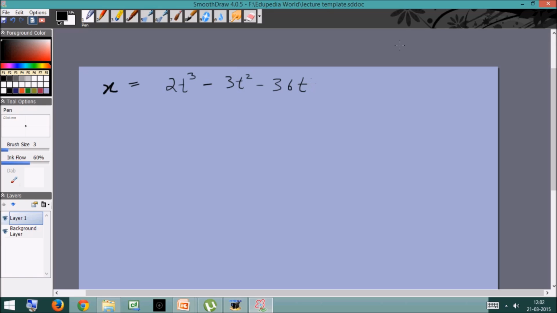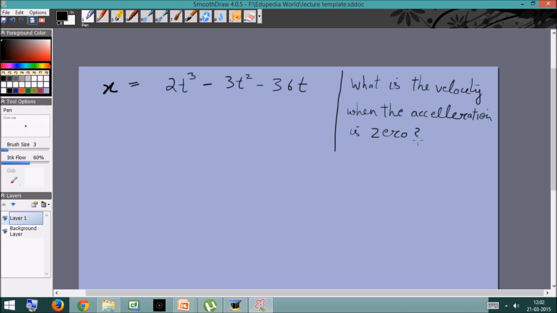So let's say I am asked, what is the velocity when the acceleration is 0? So this question has two parts. First we have to find out when the acceleration is 0, and then we have to find out the velocity at that point. So we know the standard rules for calculating velocity and acceleration from position.